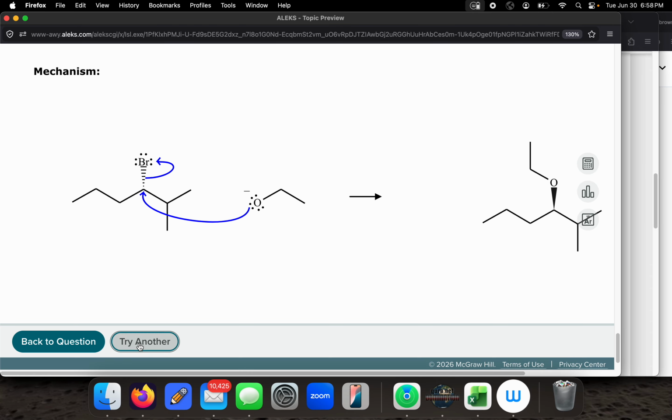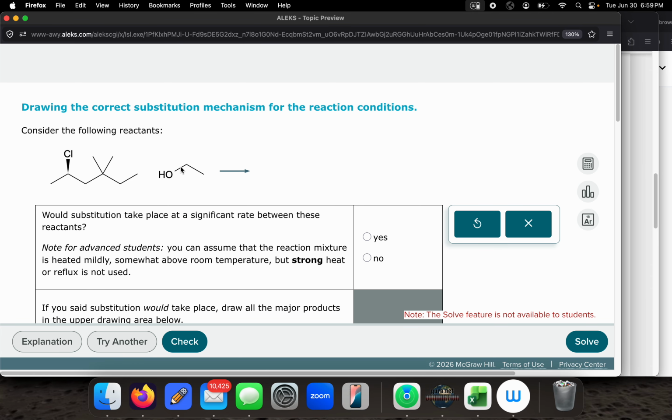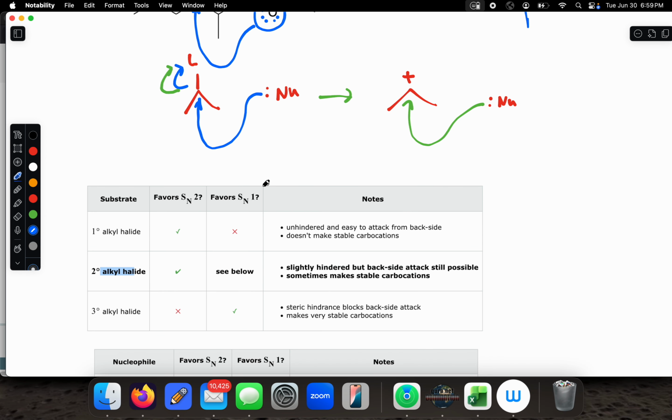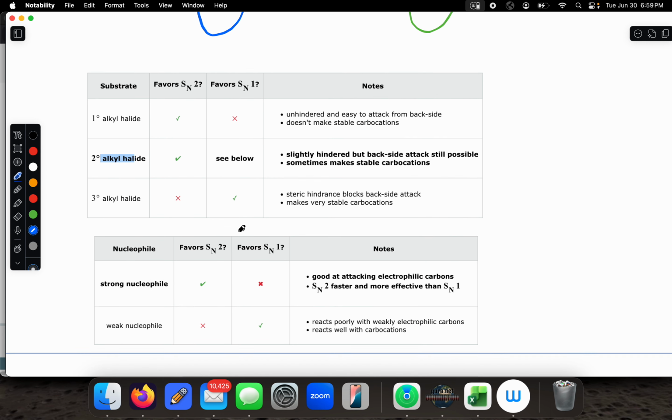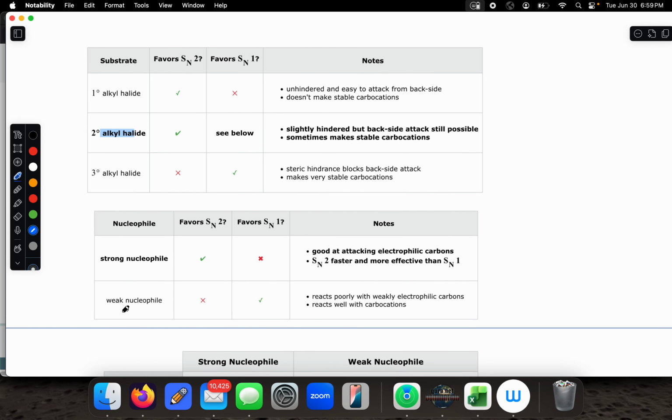All right, let's try another. Okay, so now a weak nucleophile and a secondary. Let me go back to my screen. Remember, if I have a secondary halide, it's probably going to go SN2, but see below. And so if I have a weak nucleophile, it's actually going to go SN1. You see that?